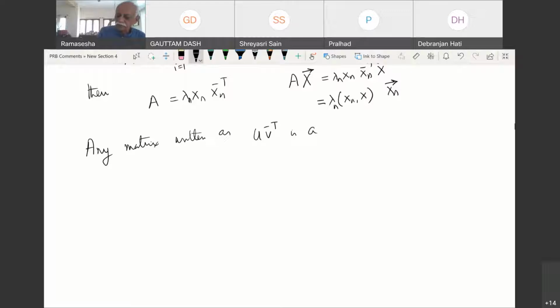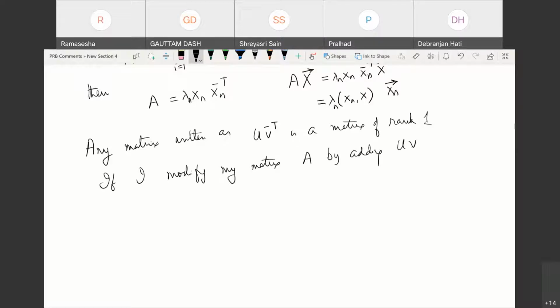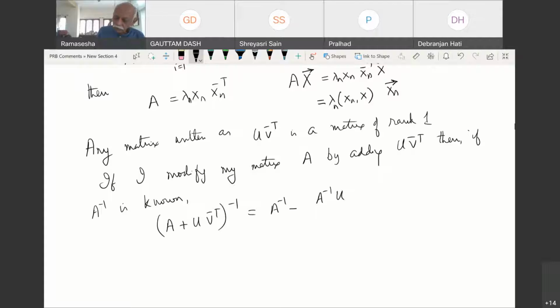Okay. So now what I'm going to say is the following. If I modify my matrix A by adding U V bar transpose, and if A inverse is known, then the inverse of A plus U V bar transpose is given by A inverse minus A inverse U V bar transpose A inverse, divided by 1 plus ⟨V, A inverse U⟩.